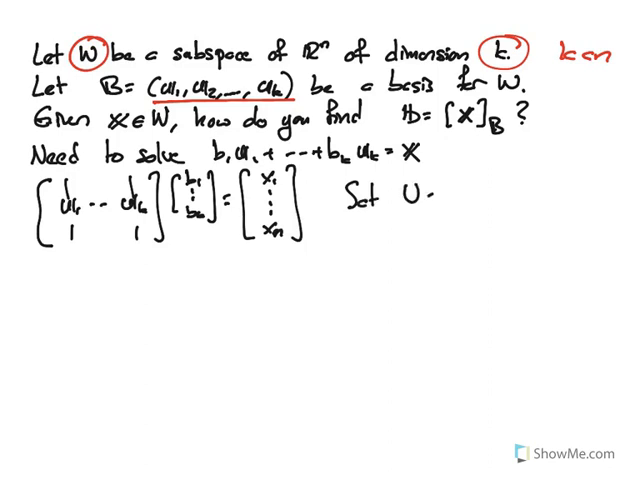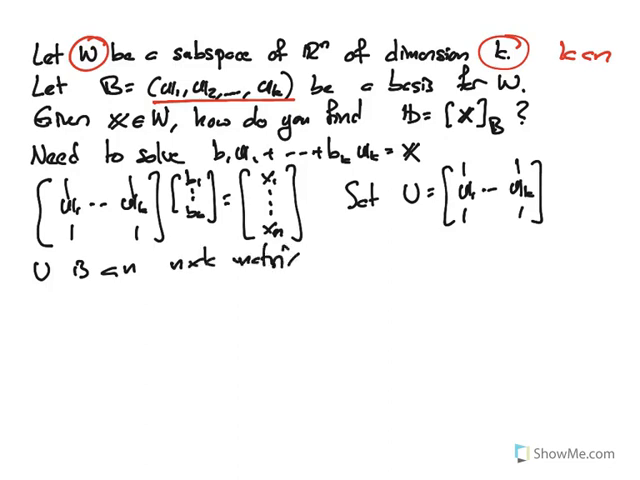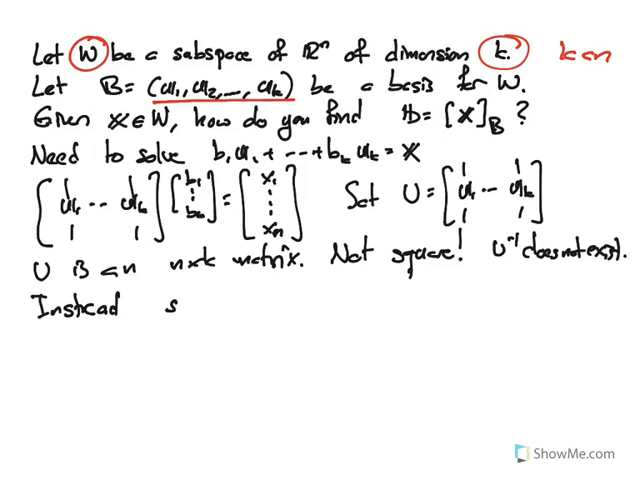We set U to be the matrix with columns u_1 up to u_k. Now the issue is that U is an n by k matrix. It's not a square matrix, so U inverse does not exist. So instead, what you need to do is solve UB equal to x using Gaussian elimination.